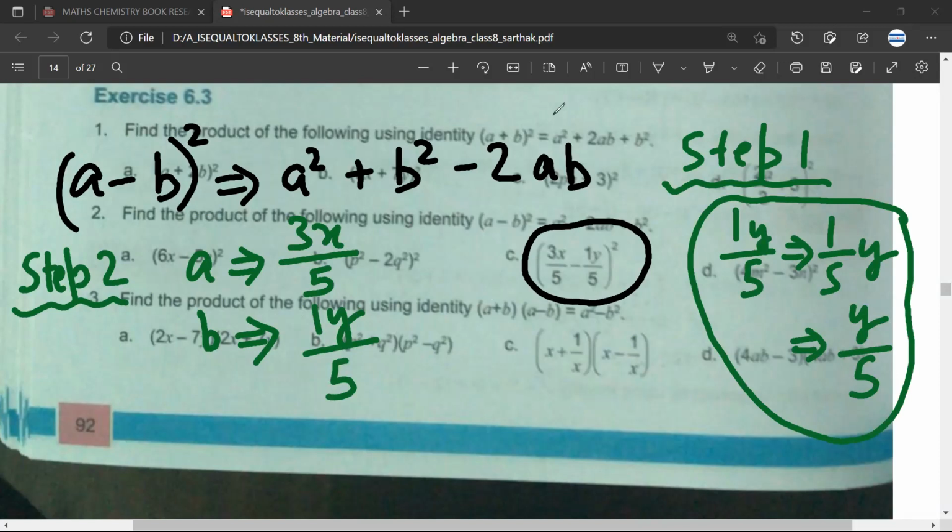Now step number 3 is to just put the values in step 1. Now you should be careful. One thing that you should be careful.